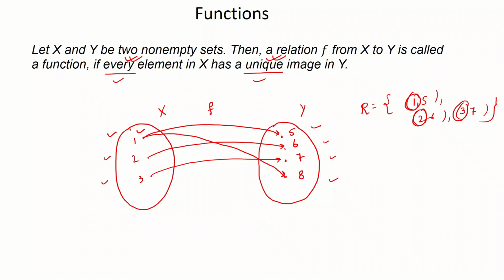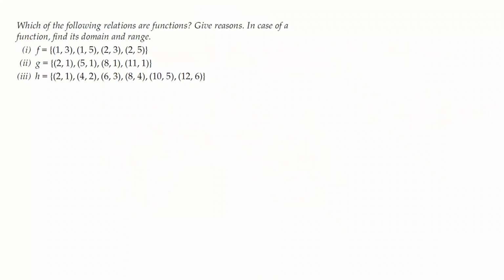So a function is actually a relation where two things have to be satisfied. First, every element in X, each of these elements 1, 2 and 3, has to have an image. Sorry, not a pre-image, has to have an image. And secondly, this image has to be unique. That means if one of the elements, say for example 2, is going to some element, say 6, then 2 cannot go to some other image, say 5. Okay, I hope this is clear. If not, let's take up one more example.